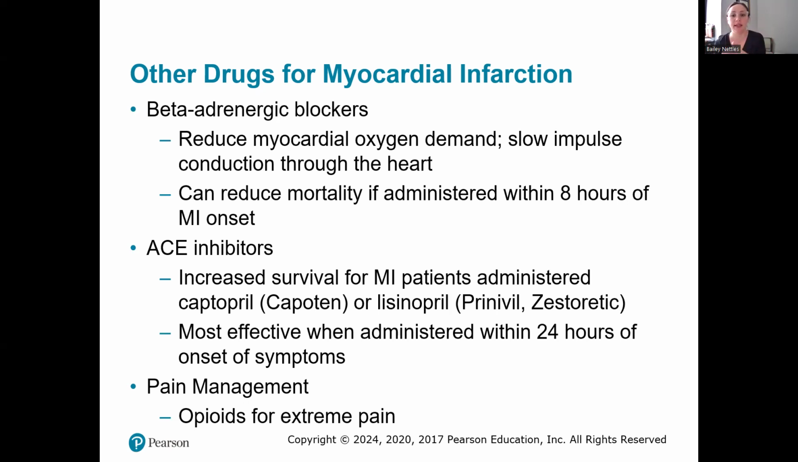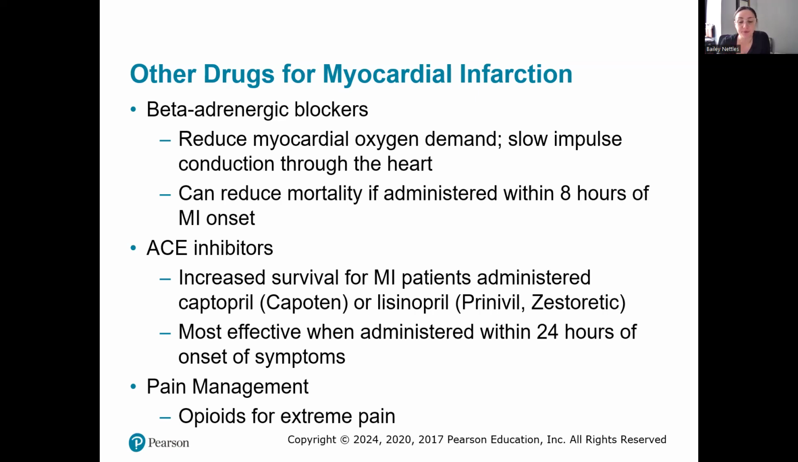ACE inhibitors. So these are like captopril or lisinopril. They can reduce mortality if given within 24 hours. So we've got a little leeway. This may not be the one we're giving in the ER before they go for their heart cath. This might be one after the heart cath, okay? Because it's 24 hours, you have more leeway. Whereas the beta blockers, they usually give before they go to the heart cath, because 8 hours goes really fast, okay? Because you don't know when they started to have the heart attack symptoms.